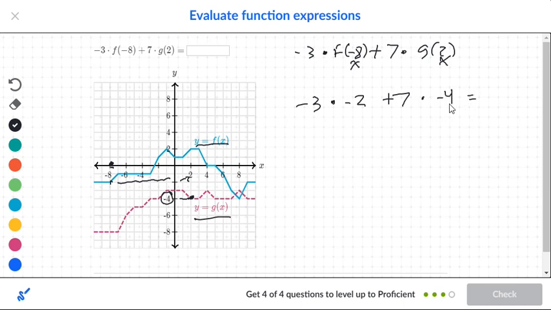Okay, go ahead and multiply each set. So multiply these two numbers, multiply these two numbers. Negative 3 times a negative 2 is a positive 6. 7 times a negative 4 is a negative 28. Bring these together and you get a negative 22.